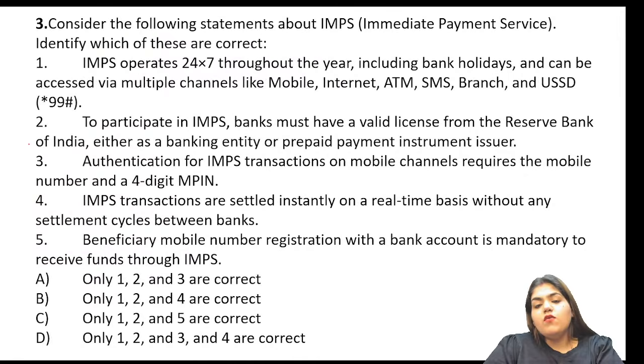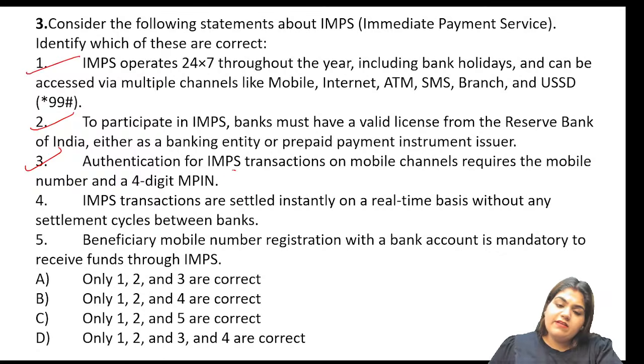Next, which of the following statements regarding IMPS are correct? What are the services regarding IMPS which are correct? IMPS is 24/7 operated, yes. And for USSD, *99#. Statement number 2 is again correct. Statement number 3, authentication of IMPS on mobile channel requires a mobile number and a 4-digit MPIN. Yes, it is 4, and sometimes it is 6 as well. So it can be 4 to 6. Statement number 3 is correct.